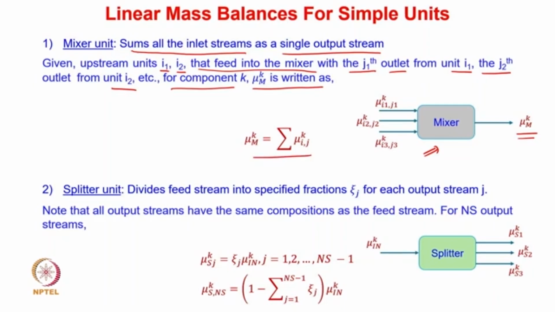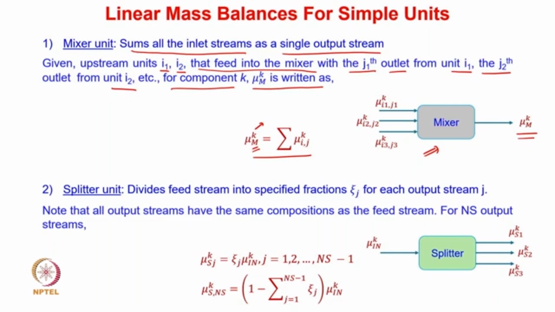Here you can see that the notation mu refers to the molar flow rate. The superscript K represents the component K, whereas the subscript M represents the unit. So mu Km is the molar flow rate of the kth component coming out from the mixer. That is the summation of the molar flow rate of component K for the J1 outlet and J2 outlet from the units I1 and I2, which are the upstream units.